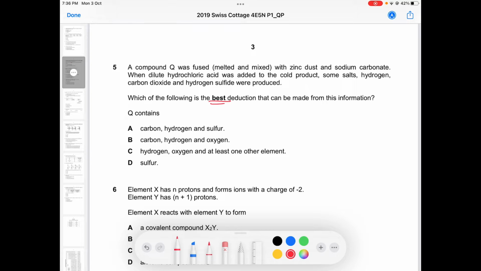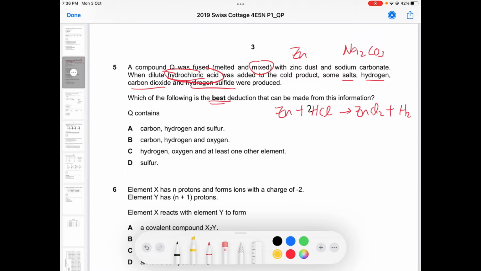said in the question. Okay, so they say compound Q is reacting with zinc and sodium carbonate, or rather mixing, not reacting, mixing. Then this mixture is reacted with hydrochloric acid. So these are the products formed: salts, hydrogen, carbon dioxide, hydrogen sulfide. So zinc plus acid. When you react zinc with acid, you will form zinc chloride and hydrogen gas. So salt is formed. Hydrogen is formed from this reaction.